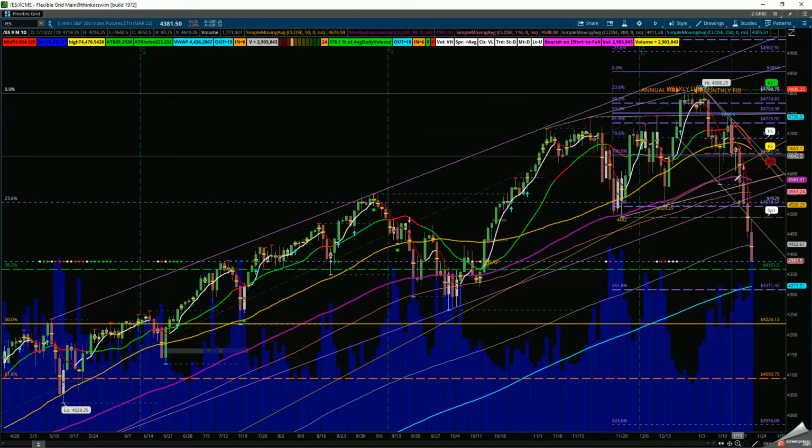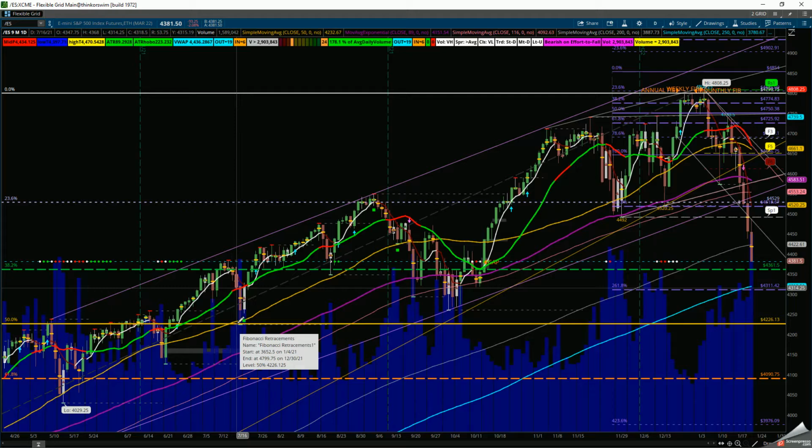We had a linear regression up channel. We eventually fell through it, these two smaller lines. This is the support from November lows. Is it possible we can retest it? Yes. Is it possible we can reverse and go back up? Yes. And this is the June low, and this is the July low of last year.